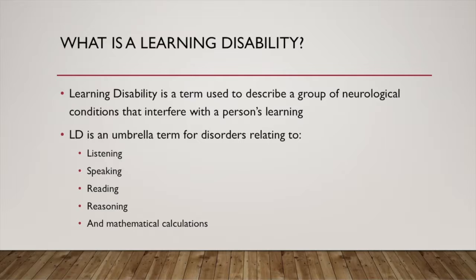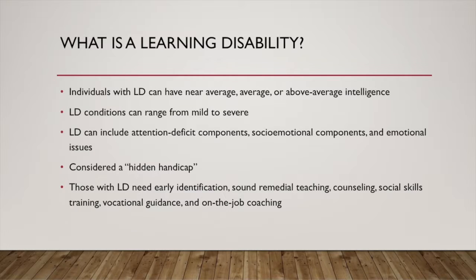So first off, what is a learning disability? Learning disability is a term used to describe a group of neurological conditions that interfere with a person's learning. LD is an umbrella term for disorders relating to listening, speaking, reading, reasoning, and mathematical calculations. Individuals with LD can have near average, average, or above average intelligence. LD conditions range from mild to severe.